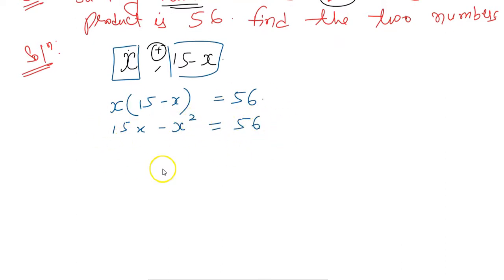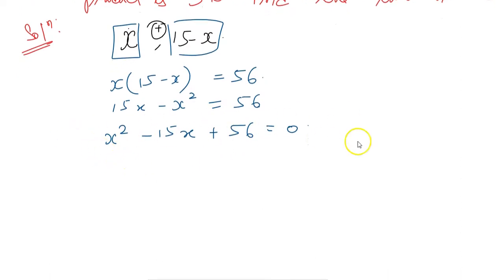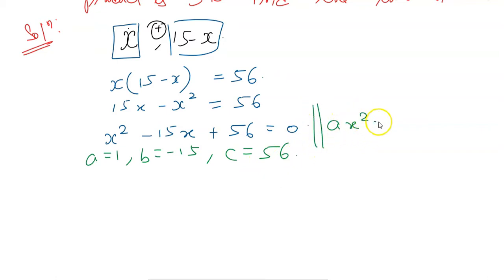So rearrange this equation. x square, I'll take it to the right to make the coefficient positive. You can keep it on the left also, but I always prefer the coefficient of x square to be positive. So x square minus 15x plus 56 equal to 0. So if we solve this quadratic equation, let us apply the quadratic formula. So a is 1, b is minus 15, c is 56.